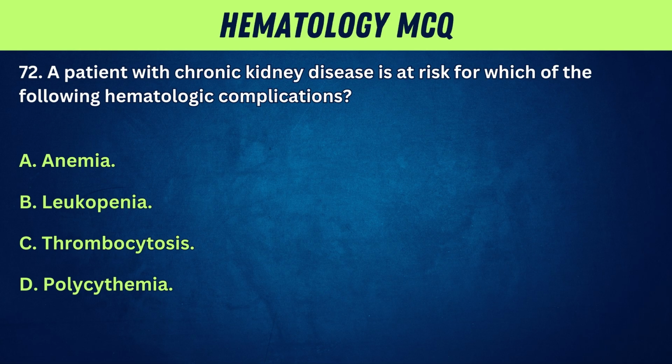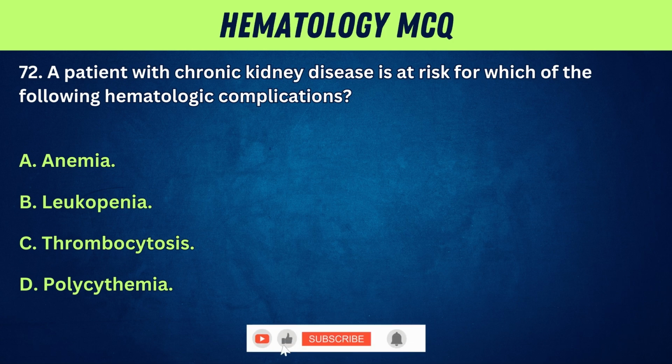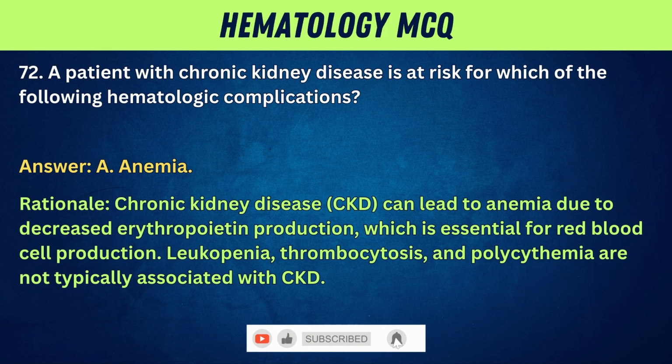72. A patient with chronic kidney disease is at risk for which of the following hematologic complications? A. Anemia. B. Leukopenia. C. Thrombocytosis. D. Polycythemia. Answer: A.